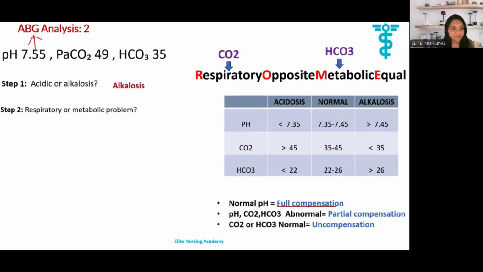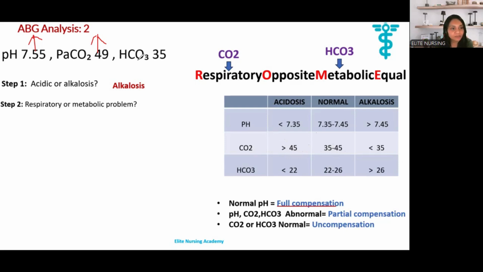Now, second, start with whether this is a metabolic problem or a respiratory problem. So let's look at CO2. CO2 is 49. The normal value of CO2 is 35 to 45. CO2 is greater than 45, so that is going in the higher direction. If this is a respiratory problem, these will go in opposite directions because we say respiratory opposite, but these both are going in the same direction. So there is no match in the respiratory system.